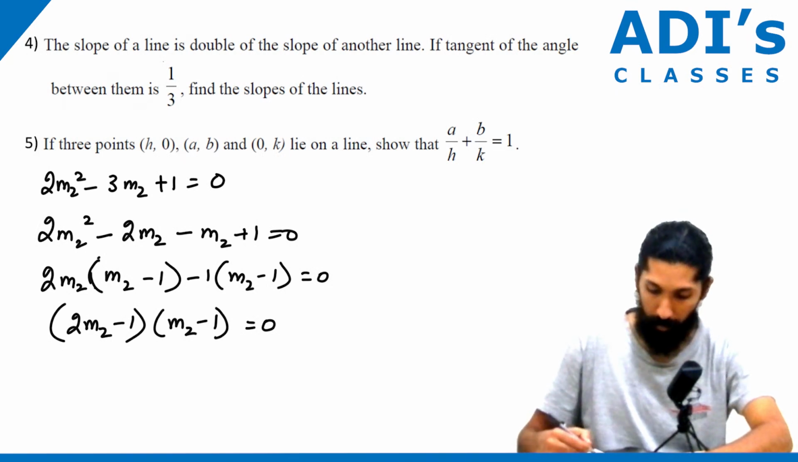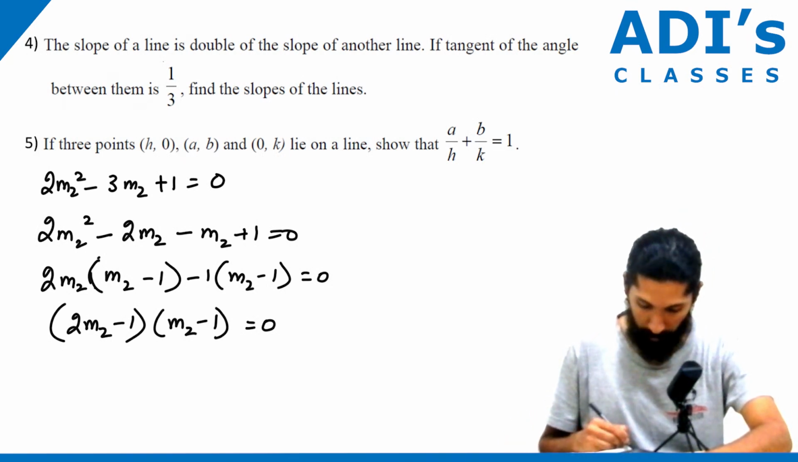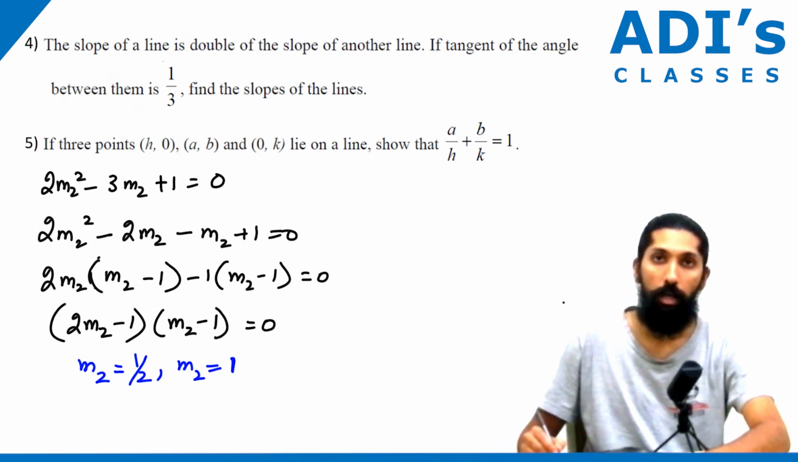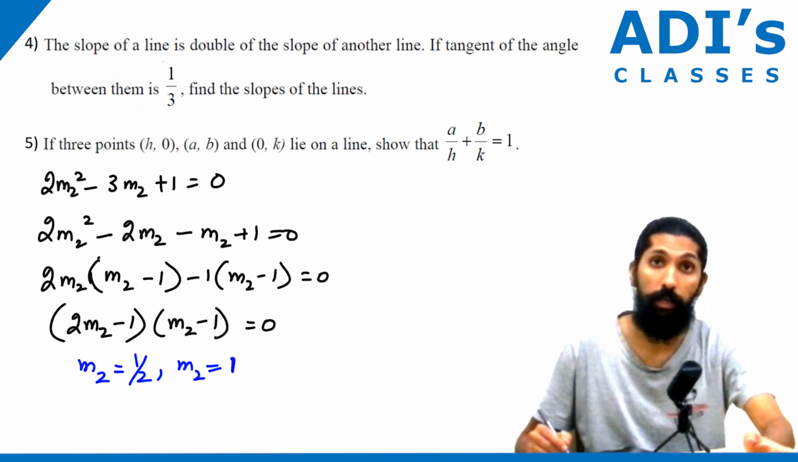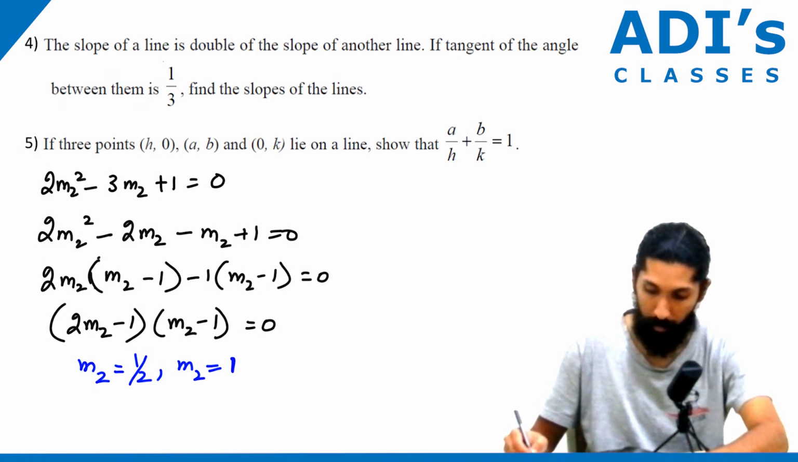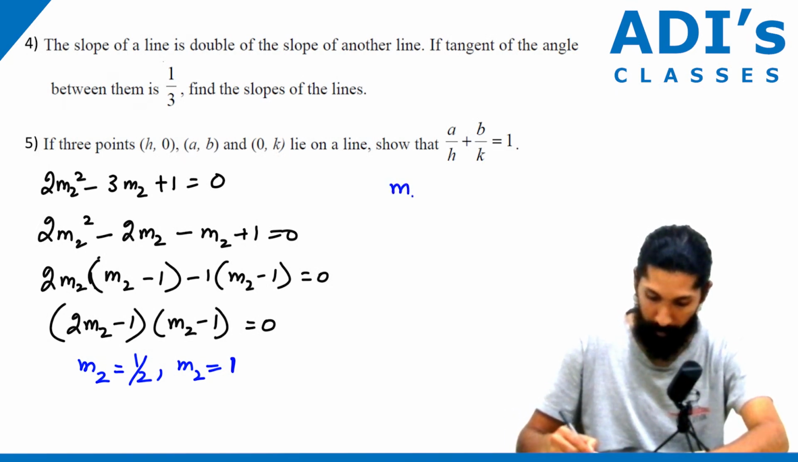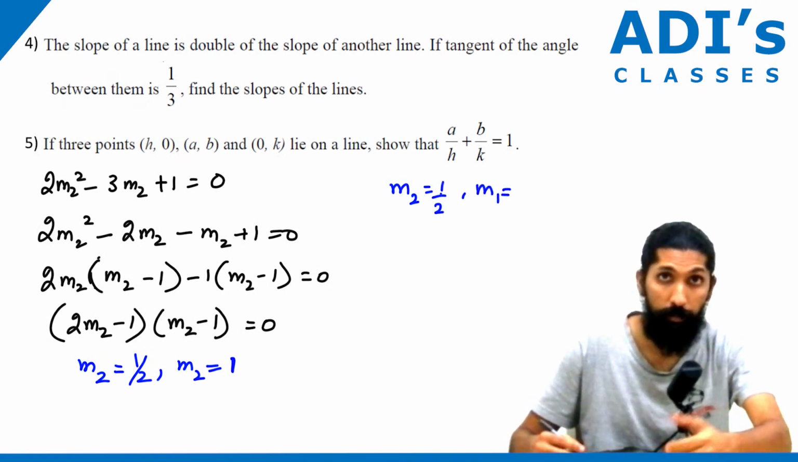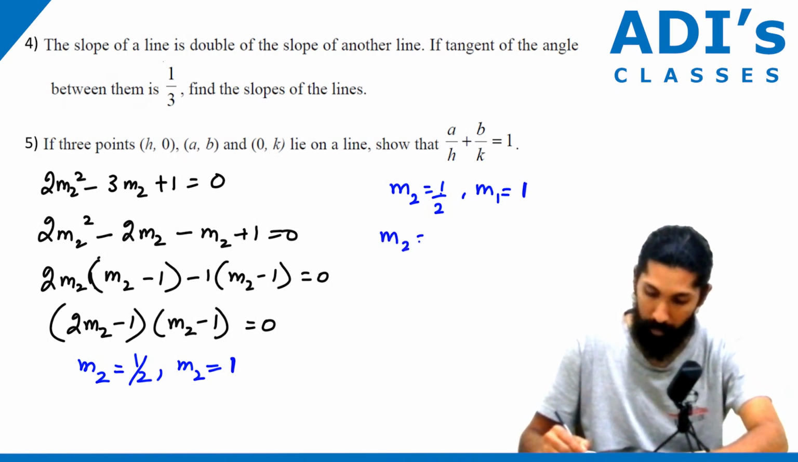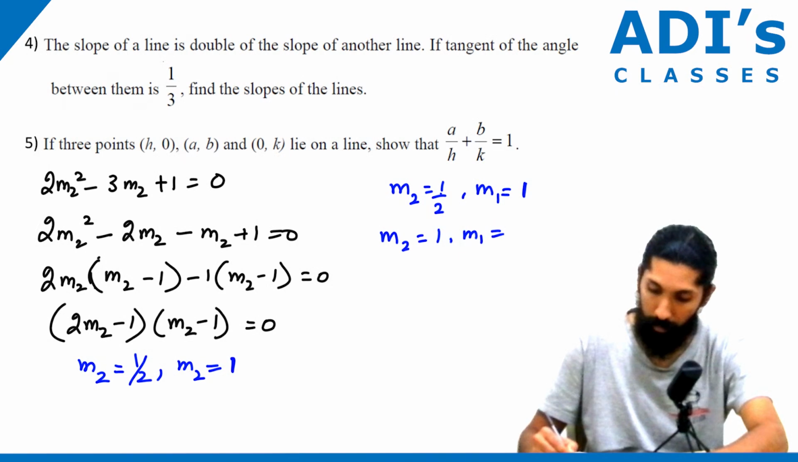So that means here what do we have? M2 value can be two things. M2 can be half or M2 can be 1. Correct? So there are two values. Since we have two values, we'll have to look at the M1 value. Suppose M2 is equal to half, then M1 is 2 times M2, right? So this is going to give me 1. Or if M2 is 1, then M1 is equal to 2.